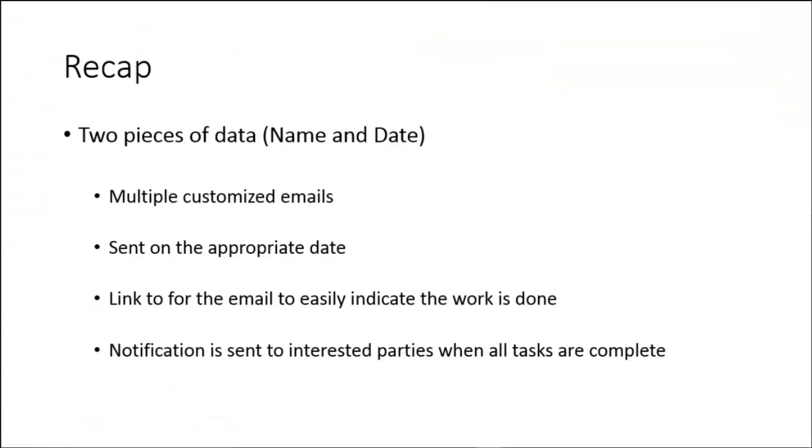So to recap, one person, by entering just 2 pieces of data, was able to send multiple customized emails to the appropriate people detailing their task on the proper date. Because of a dynamically created link in the email to the list item, it made it easy for the email recipients to quickly indicate that the task was done. Finally, it notifies an appropriate person when all tasks by various parties have been completed.